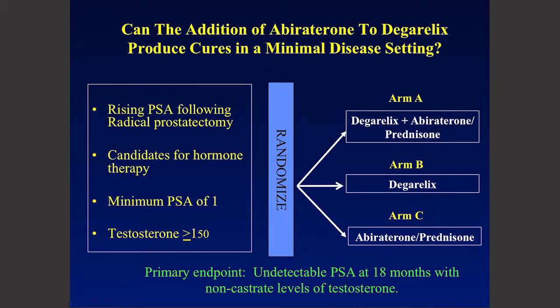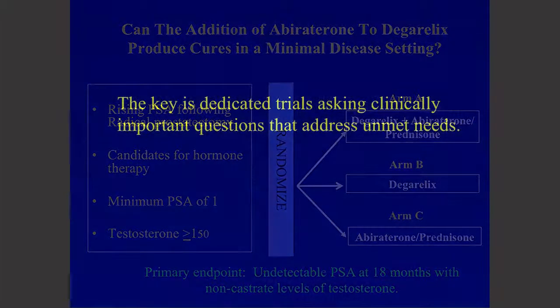But the trial that we've designed is looking at patients with a rising PSA and no prostate, a rapid doubling time. These are patients at risk of metastasis and death from their tumors. We have a standard GnRH antagonist, degarelix, versus degarelix plus abiraterone and prednisone. The endpoint will be undetectable PSA when the testosterone has recovered.